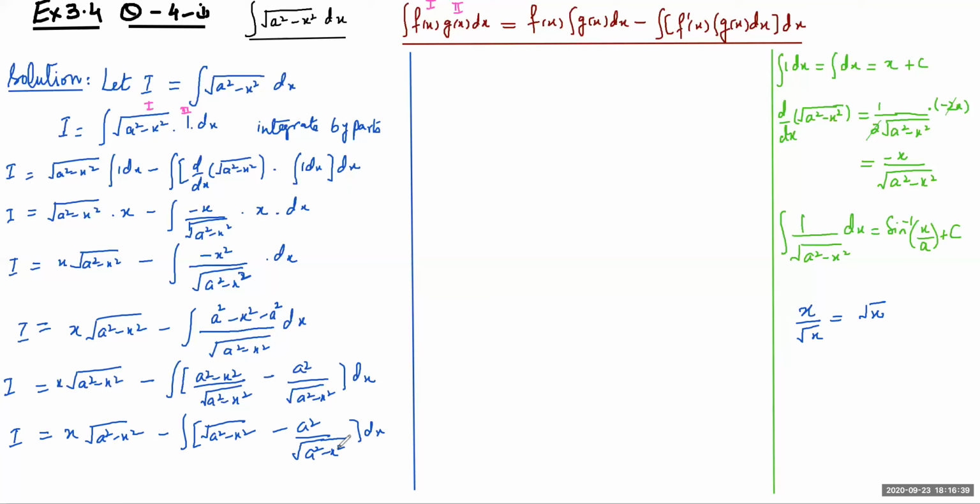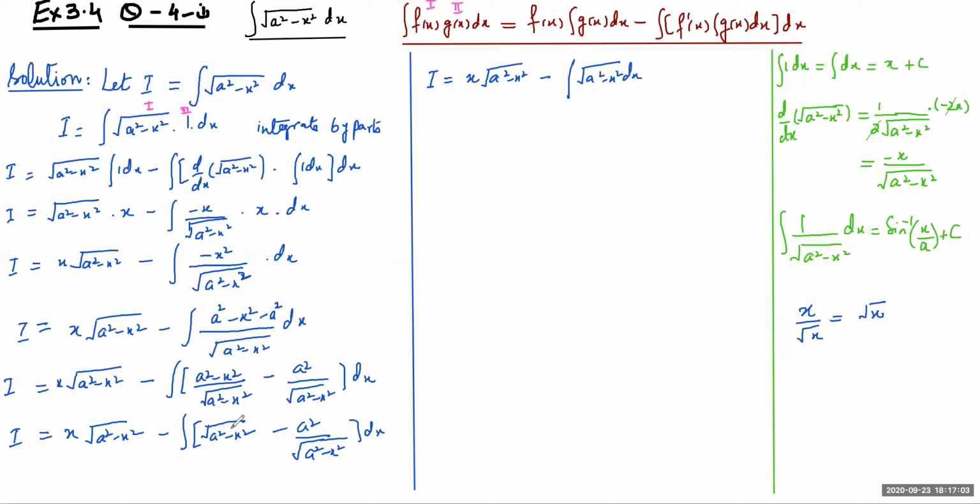Now open up this bracket and write the two integrals. Let's see what you will get. You are going to get integral I is equal to x into square root of a square minus x square, minus integral square root of a square minus x square dx. I am opening this bracket.